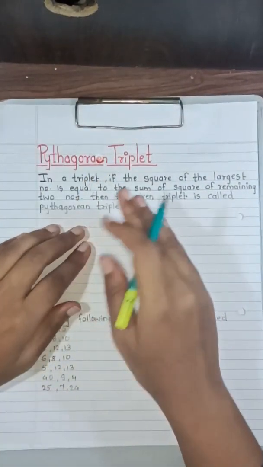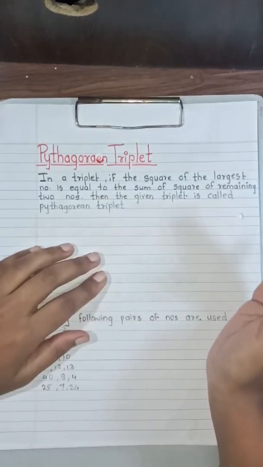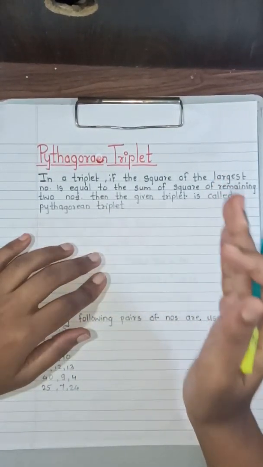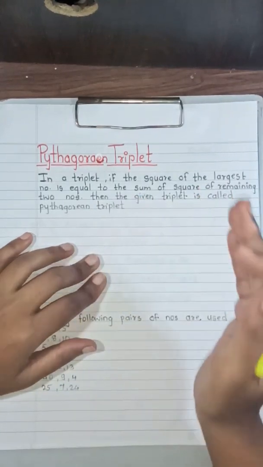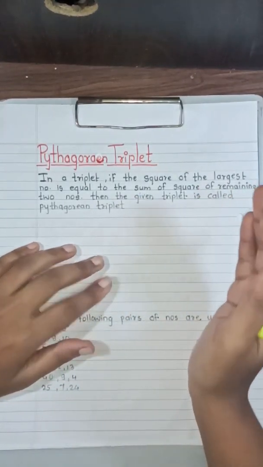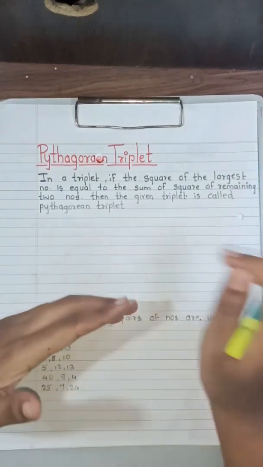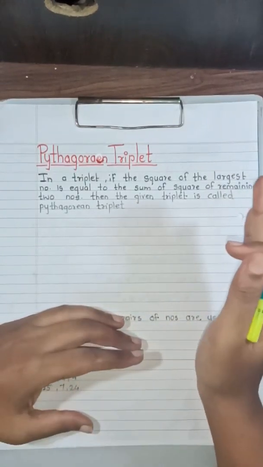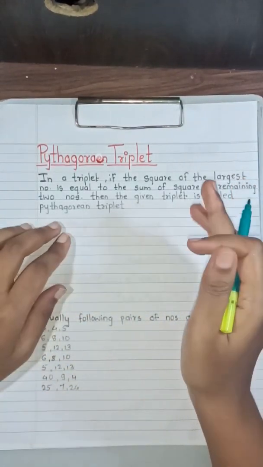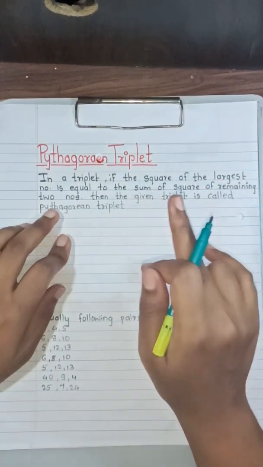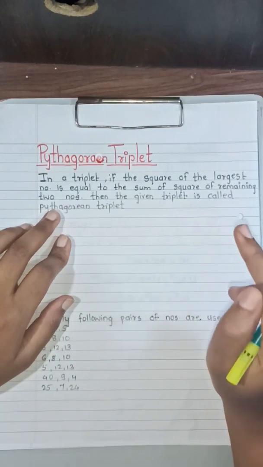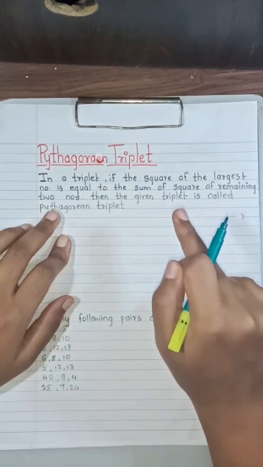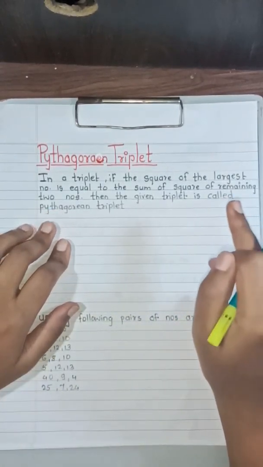Now see children, I told you what is triplet. Triplet is a group of three numbers, or you can also call it a pair of three numbers. So in a triplet, three numbers are given to you. These numbers are such that the square of the bigger number or the largest number is equal to the sum of the squares of the remaining two numbers.